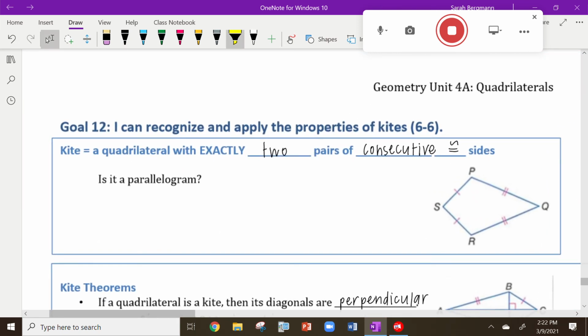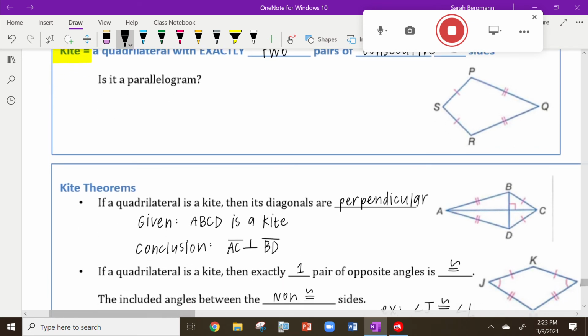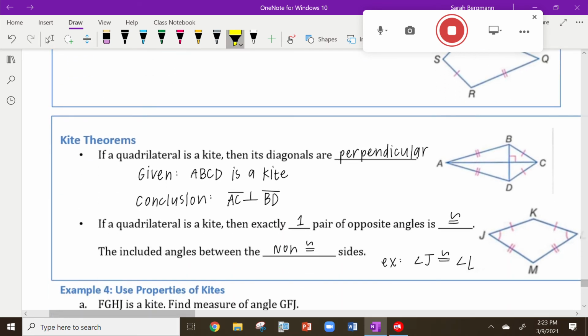Now let's talk about kites. So a kite is another quadrilateral. It has exactly 2 pairs of consecutive congruent sides. So I want you to tell me, why is this one not a parallelogram? It is not, but why? Okay, what's special about kites?